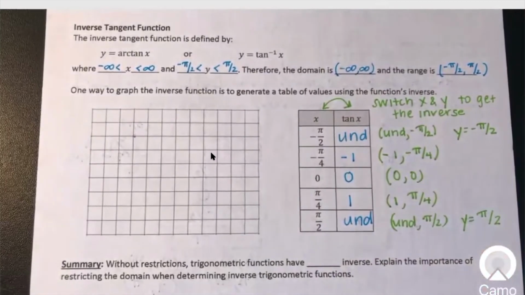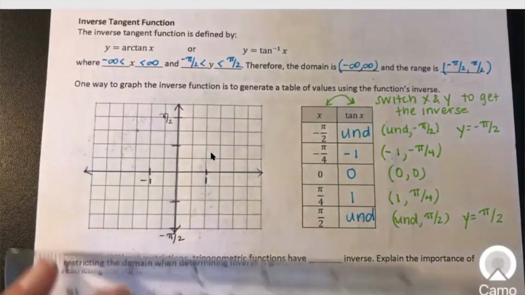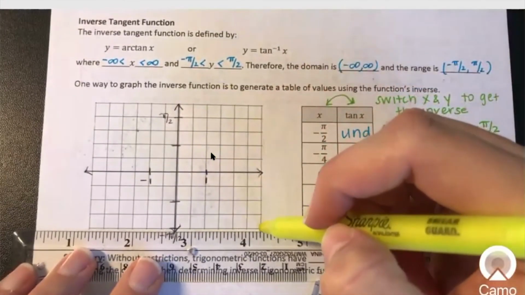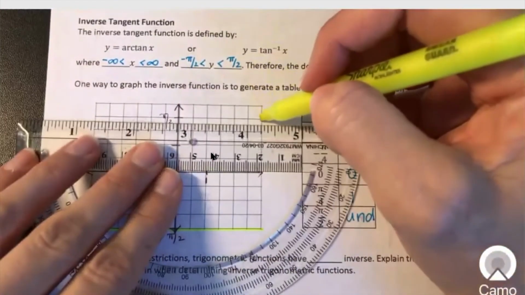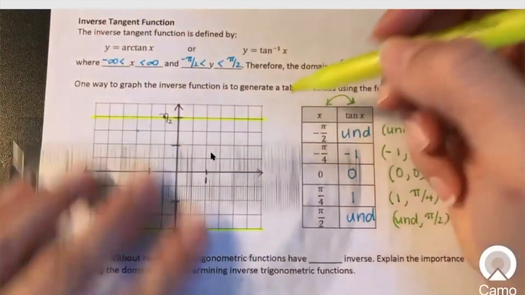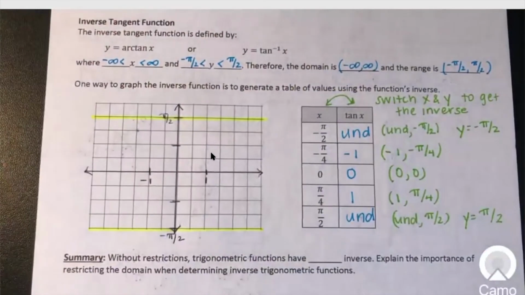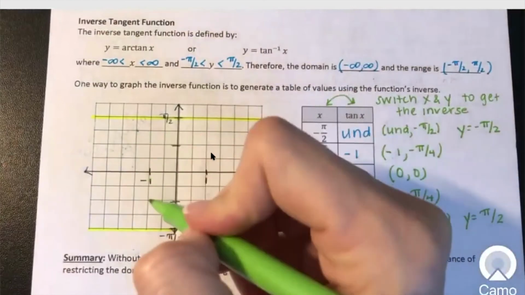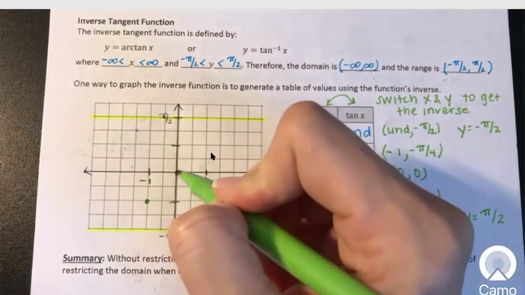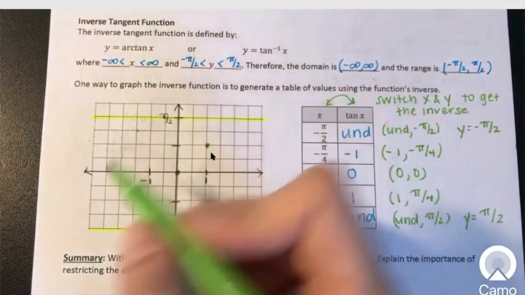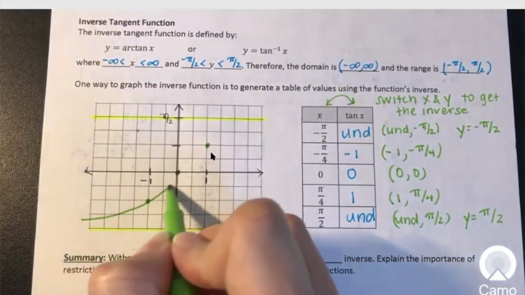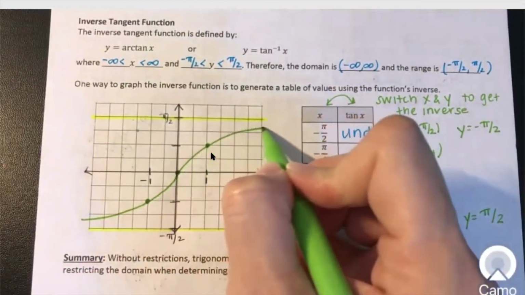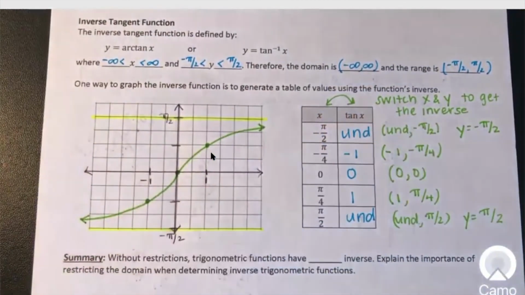So we're going to go ahead and graph our inverse tangent function. We'll first graph our horizontal asymptotes at negative pi halves and positive pi halves. Then we can graph our inverse function. So we have -1, negative pi over 4, 0, 0, and 1, positive pi over 4. And this is the graph of our inverse tangent function.